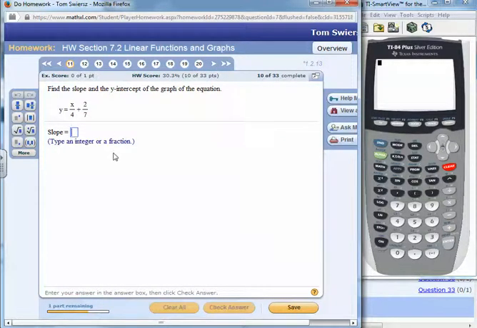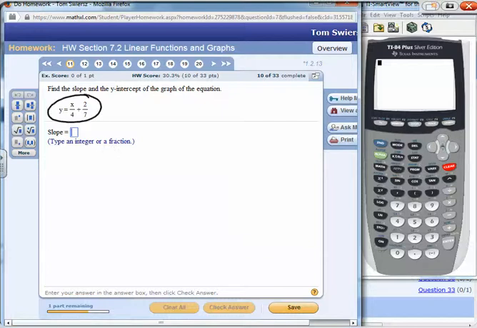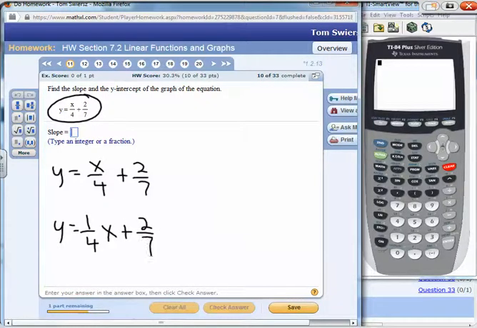All right, homework exercise number 11, slope and y-intercept. Now, in this one, if you have a number divided by x, it's 1 over that number. So again, y equals x over 4 plus 2/7. This is equivalent to saying it's 1/4 x plus 2/7, because 1 times x is x, and then it's x over 4. So if it was 5, it would be 1/5.